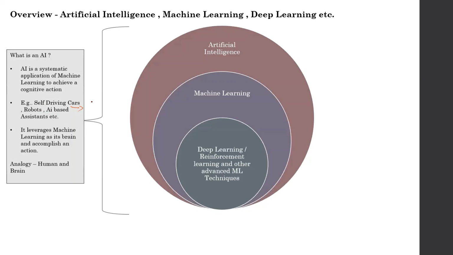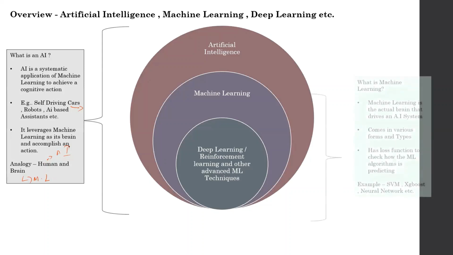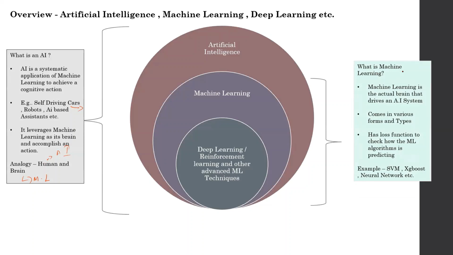An easy analogy is that a human can be considered as an AI system, whereas the brain that powers us can be considered as ML, or machine learning. So as I said before, machine learning is the brain that powers artificial intelligence. There are various types of machine learning algorithms that have been developed from 1950 onwards. Colloquially, machine learning refers to non-deep-learning based ones, for example random forest, XGBoost, etc., which can be called machine learning algorithms.